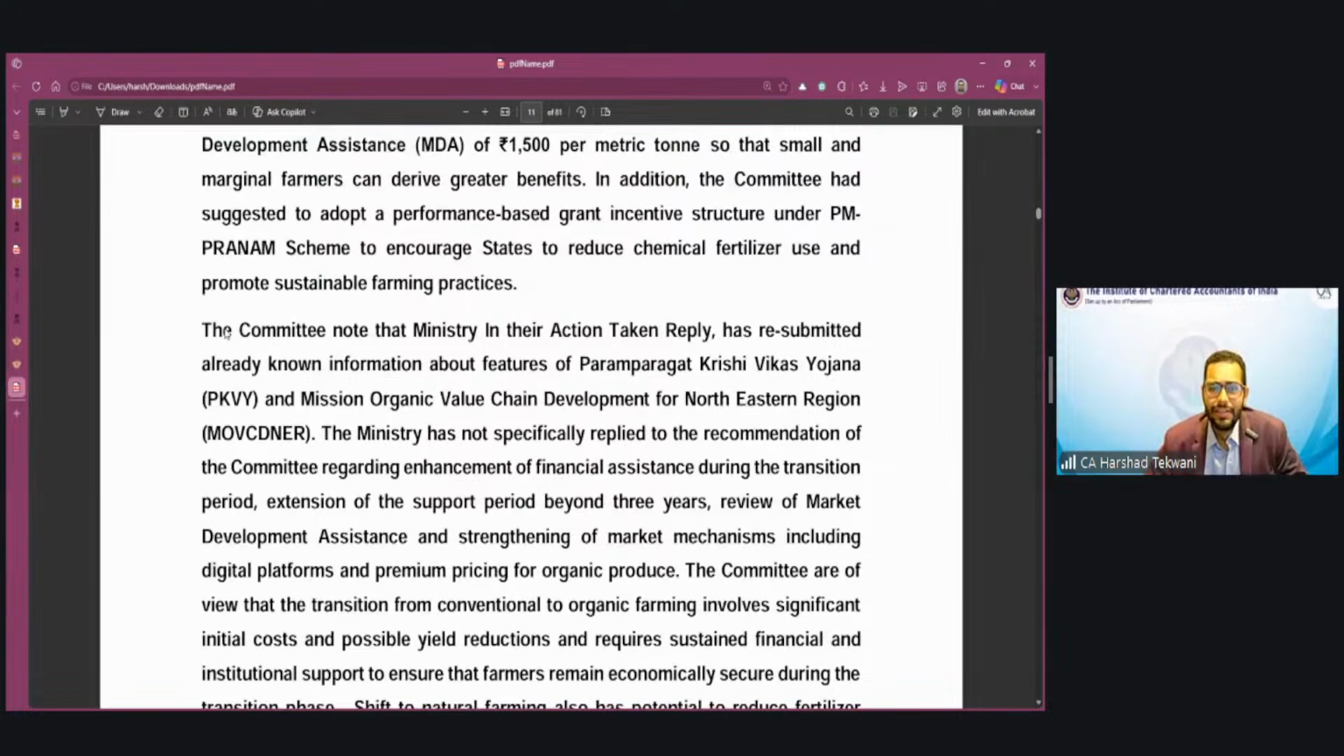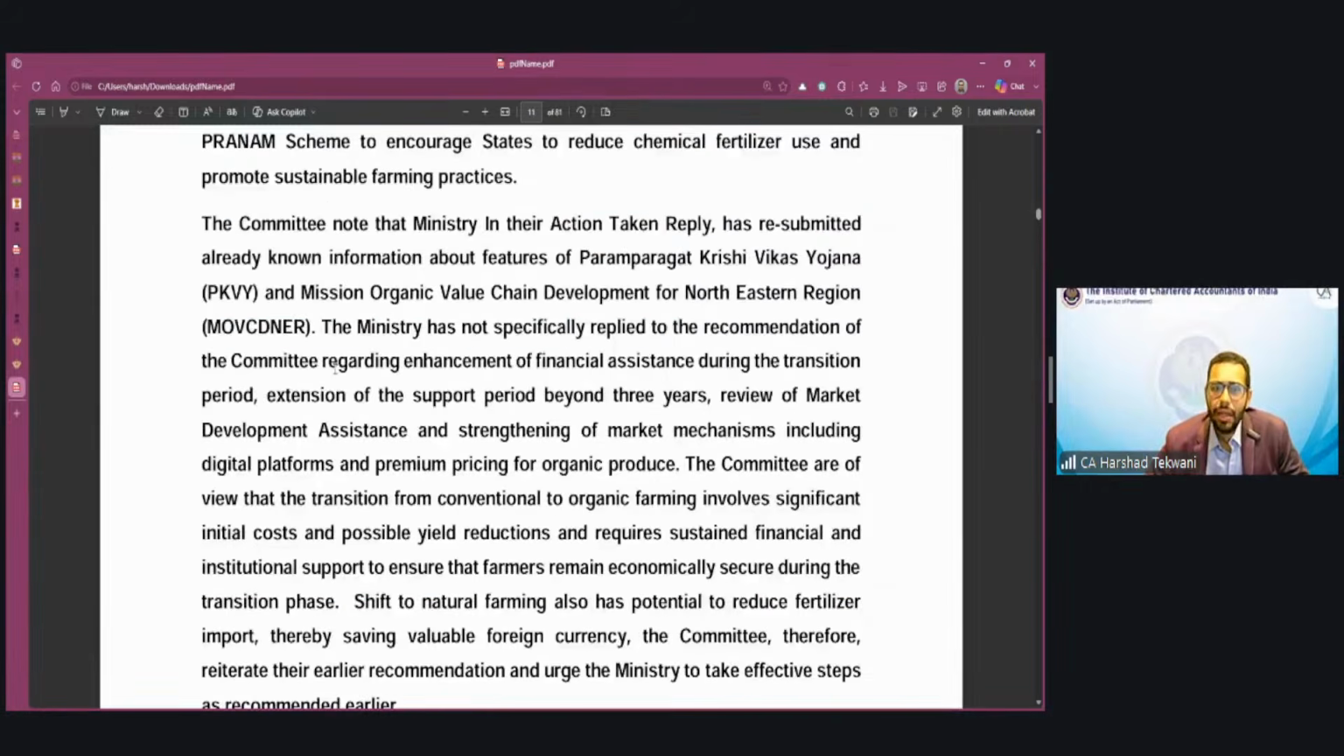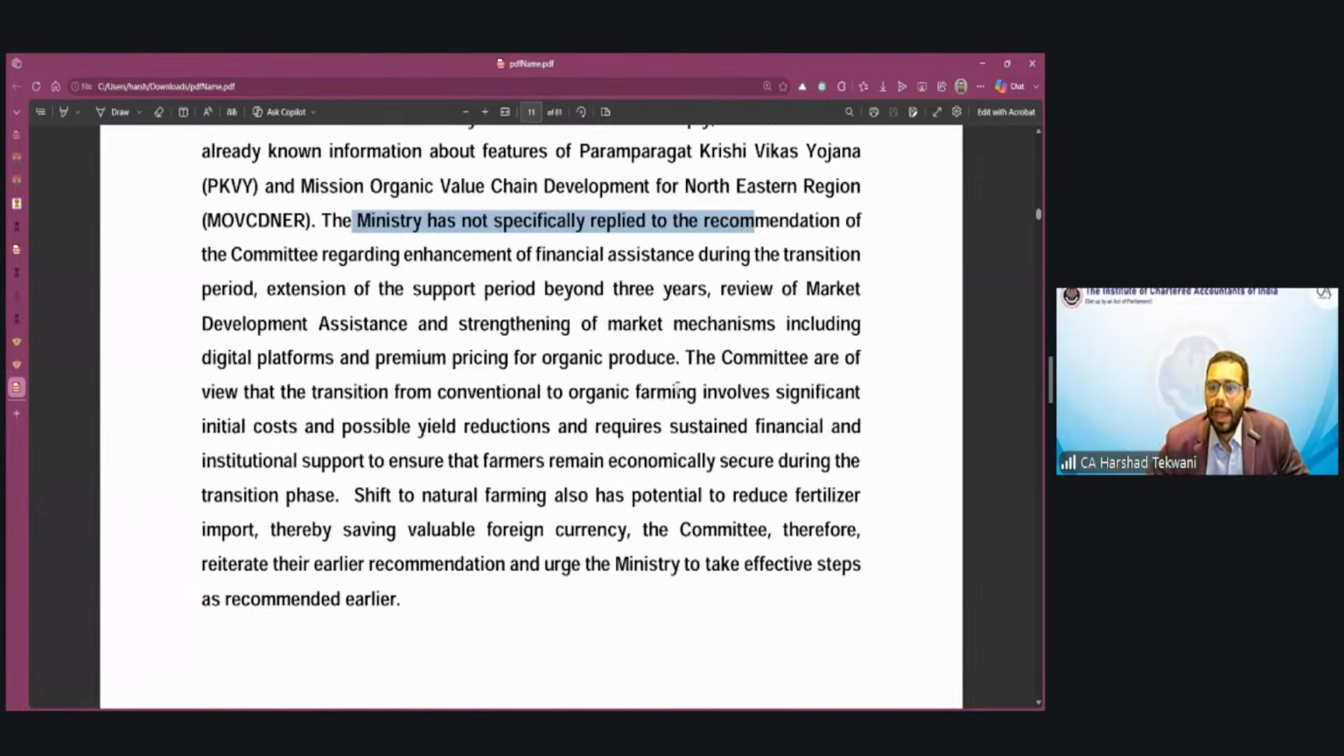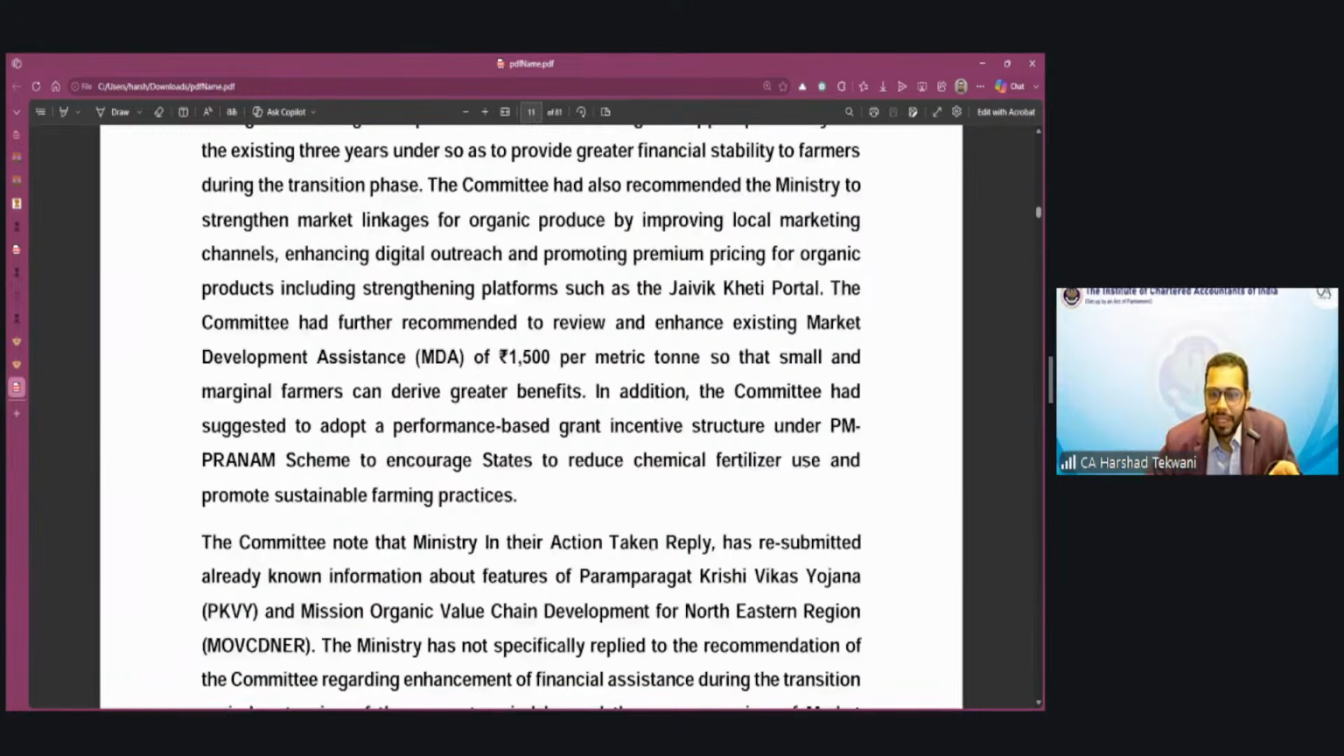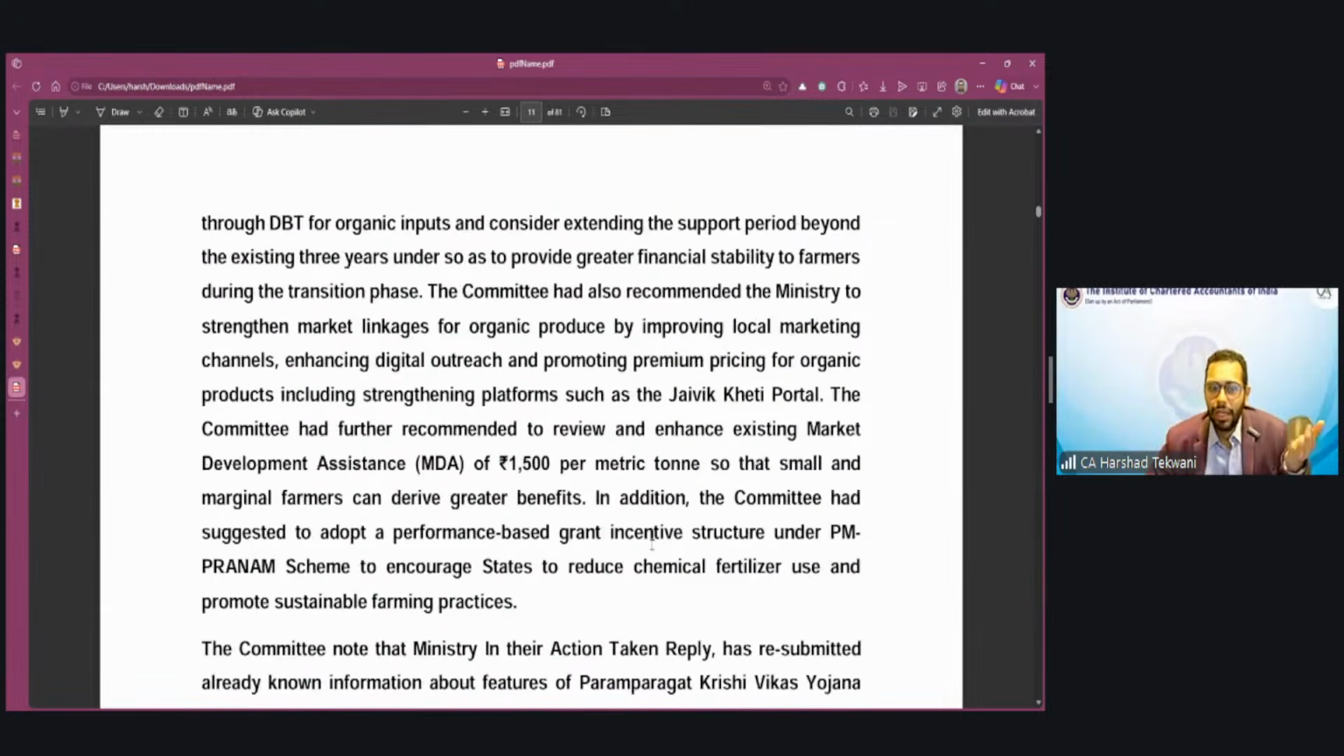The committee notes that the ministry in its action taken reply has resubmitted this. The ministry has not specifically replied. And the committee are of the view that transition from conventional to organic farming involves significant initial cost and possible yield reductions. This is related to farming. A shift to natural farming also has the potential to reduce fertilizers. The committee therefore reiterates its earlier recommendation and urges the ministry to take effective steps as recommended earlier. So they recommended something earlier, and now they want the ministry to follow that recommendation.